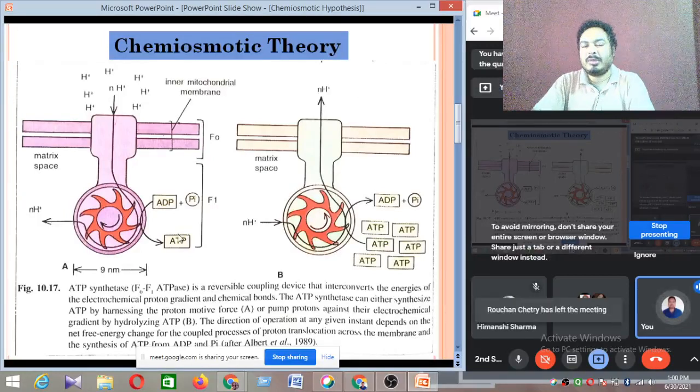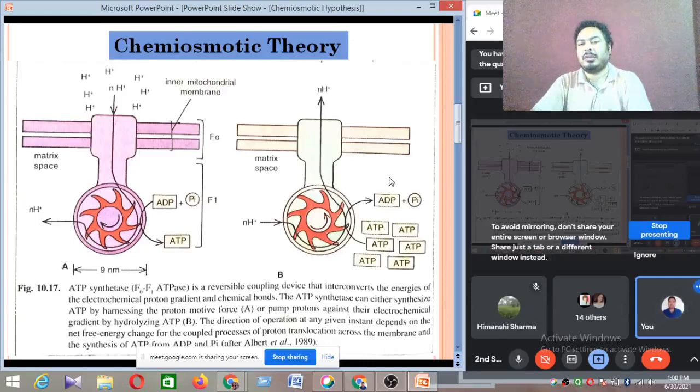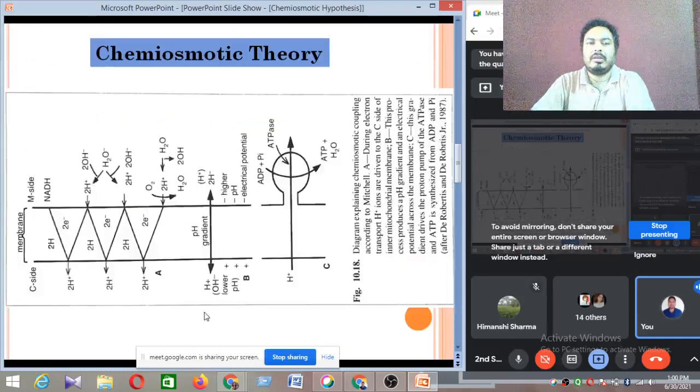When they get outside, they break down the ATP molecule into ADP and the organic phosphate. Okay, you can see this is the budget of the energy, how the energy molecules are transported from one part to another part.